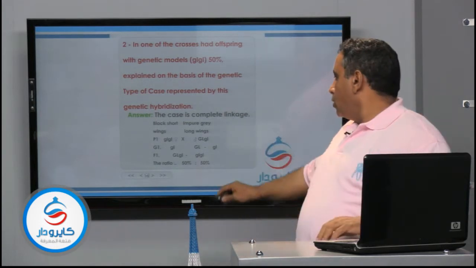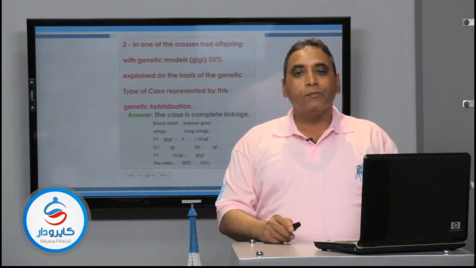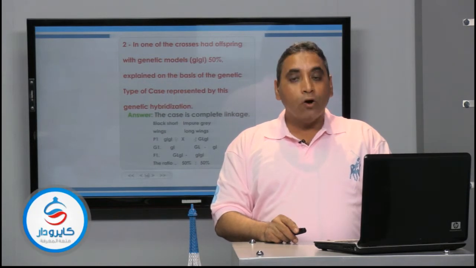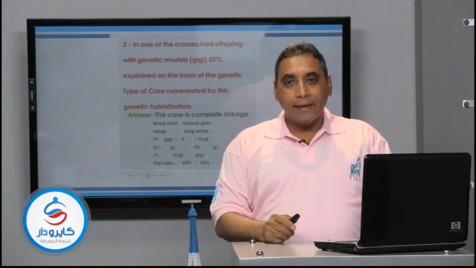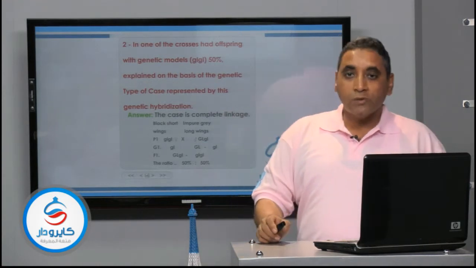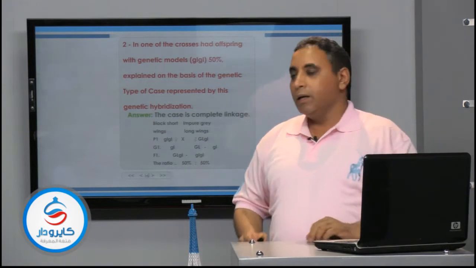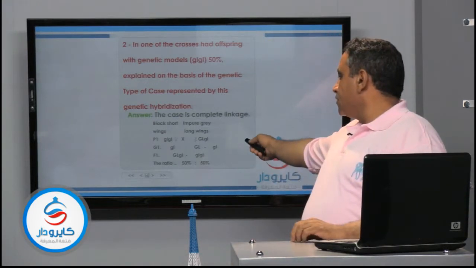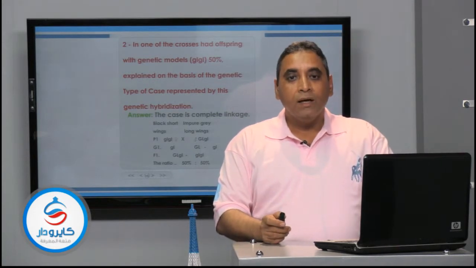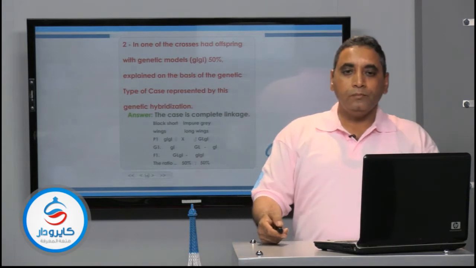If the ovum of G small, L small is fertilized with the sperm G capital, L capital, that will form G capital, L capital, G small, L small, that will be gray long. But in the other case, if the ovum G small, L small is fertilized with the sperm G small, L small, that will form G small, L small, G small, L small, that will be the recessive individual. So the ratio will be 1 to 1 or 50-50, and this case is a complete linkage.